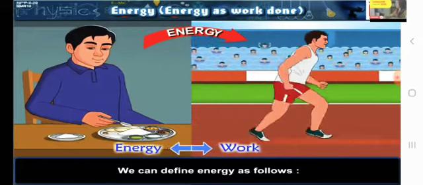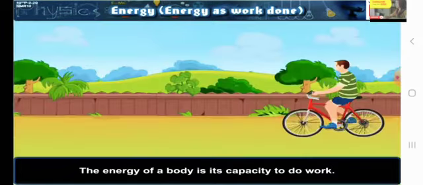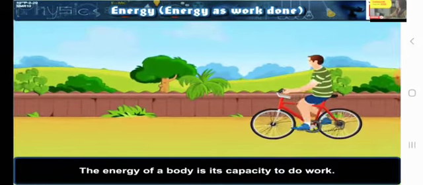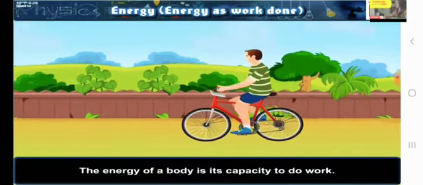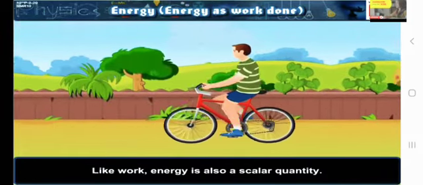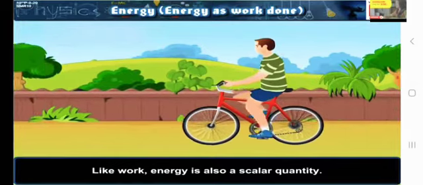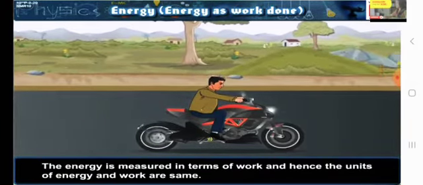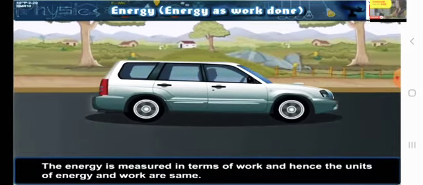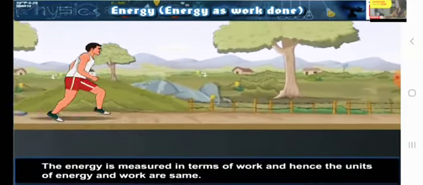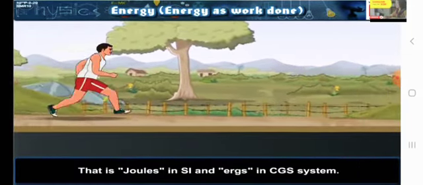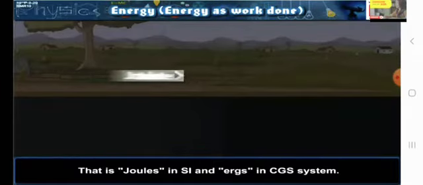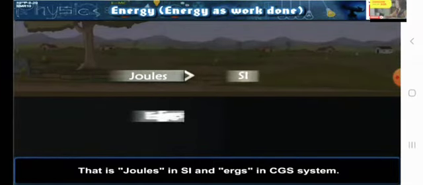We can define energy as follows. The energy of a body is its capacity to do work. Like work, energy is also a scalar quantity. The energy is measured in terms of work, and hence the units of energy and work are same. That is, joules in SI and ergs in CGS system.